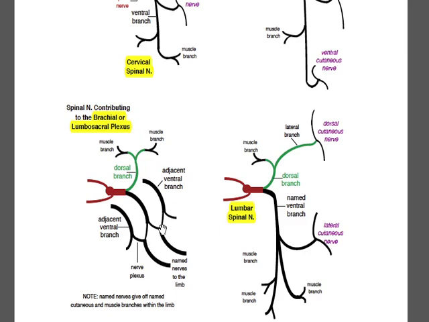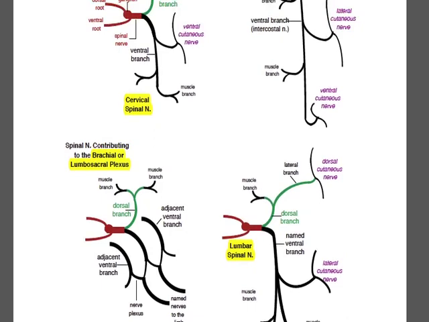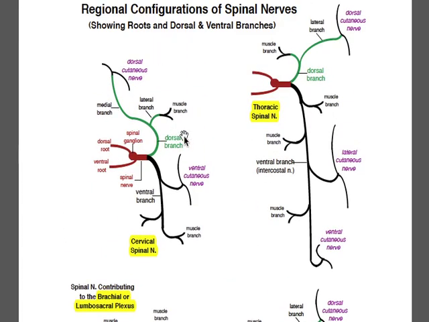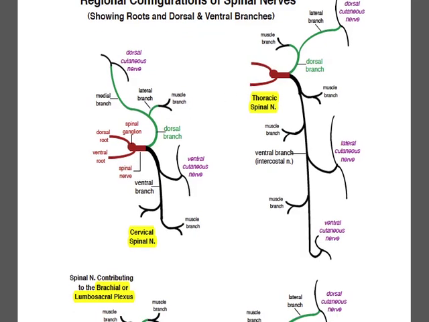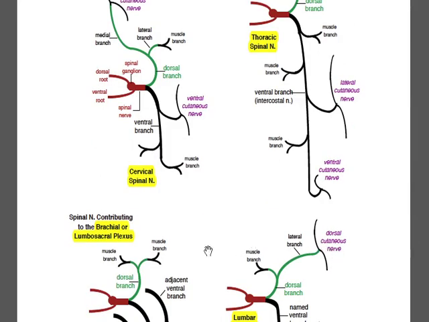Notice first that the spinal nerve and its roots and its dorsal and ventral branches are the same in all cases. Also, the dorsal branch always divides into a medial branch and a lateral branch. One difference is that the dorsal cutaneous nerve comes off the medial branch of the dorsal branch in the neck region, but elsewhere it comes off the lateral branch of the dorsal branch. And in the case of the spinal nerve segments that contribute to limbs, there is no dorsal cutaneous nerve.